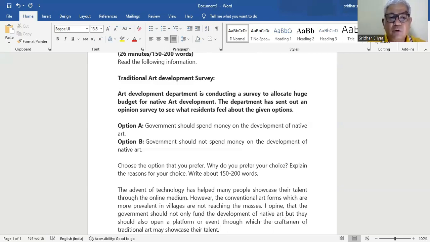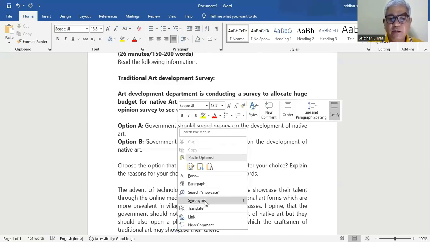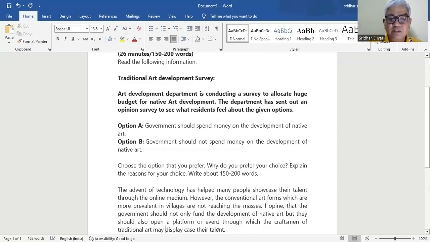It's a beautiful introduction. All right, the advent of technology has helped many people showcase. We have already said "many people" once there, so we have to change it. Let's see if we have any other synonym for showcase. We can always change it. That is one advantage of having your thesis here: display their talent. Okay.